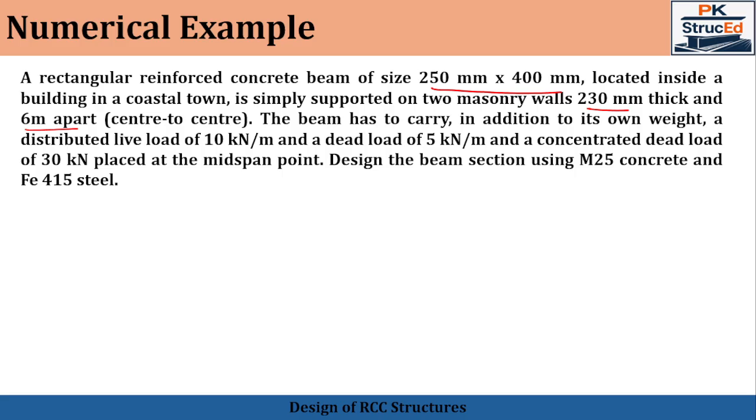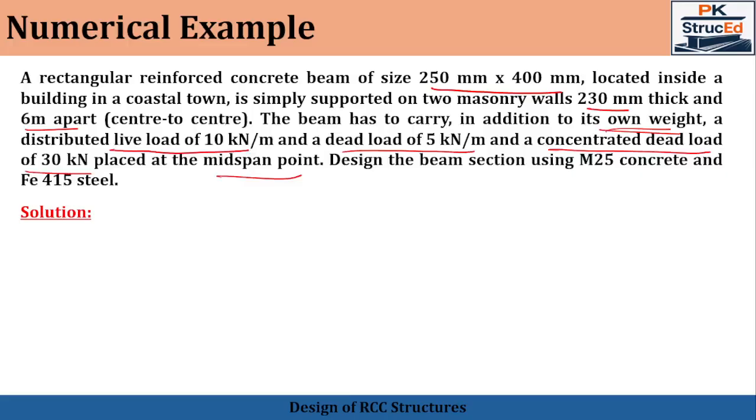Here the beam is said to carry a distributed dead load of 10 kN per meter in addition to a live load of 5 kN per meter. In addition, its own weight also has to be taken care of. But in addition to all these distributed loads, the beam is a special case: it is also carrying a concentrated dead load of 30 kN, placed at the midspan point. So here the beam is subjected not only to distributed load but also a concentrated load. That small variation is also given in this problem. You are supposed to design the beam section using M25 grade concrete and Fe415 grade steel.